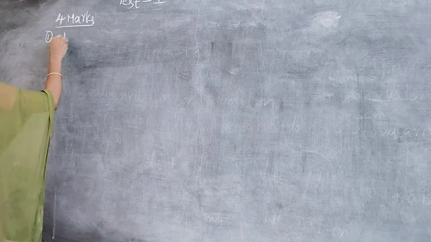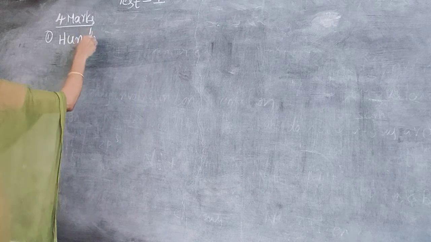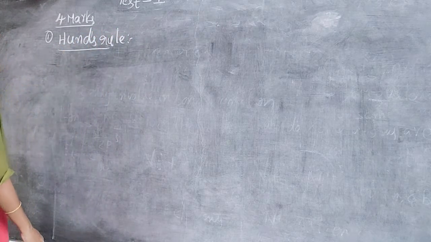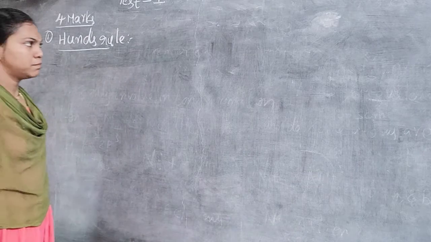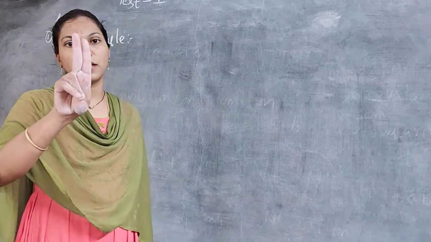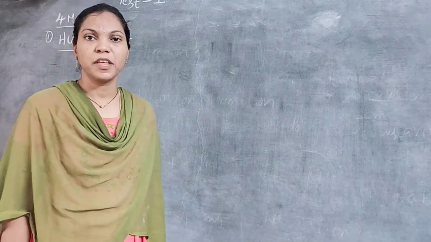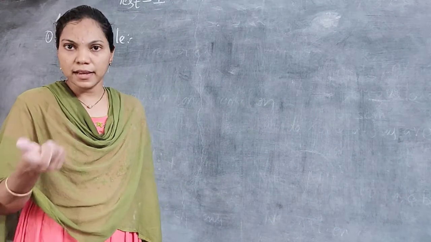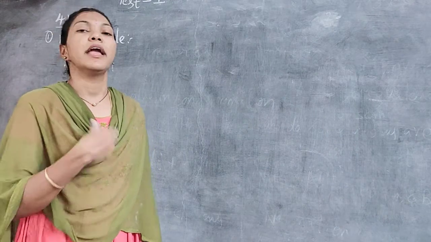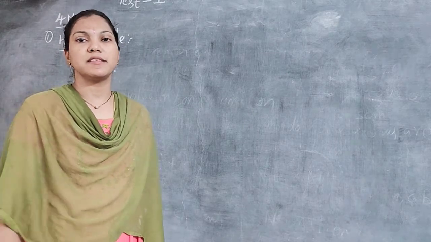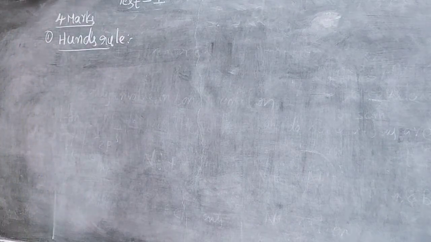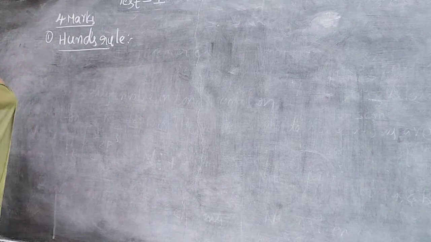First question is Hund's rule. Explain with examples. Most of the members write only one example, but in the main exams you must remember you have to write at least 2 examples. You write the rule, then explain it by taking any elements, either carbon, nitrogen, oxygen, any 2 examples, and explain those 2 examples. Otherwise, you lose the marks.